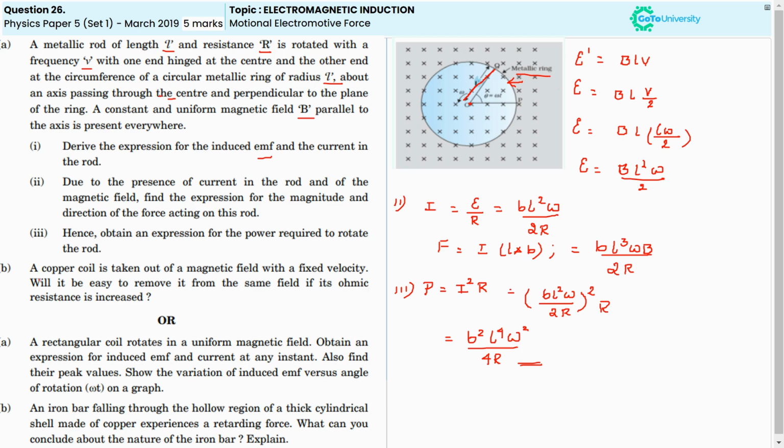Coming to the part B, a copper coil is taken out of a magnetic field with a fixed velocity. Will it be easy to remove it from the same field if its ohmic resistance is increased? Yes, since the induced current will reduce, it will be a little easier to remove the coil.